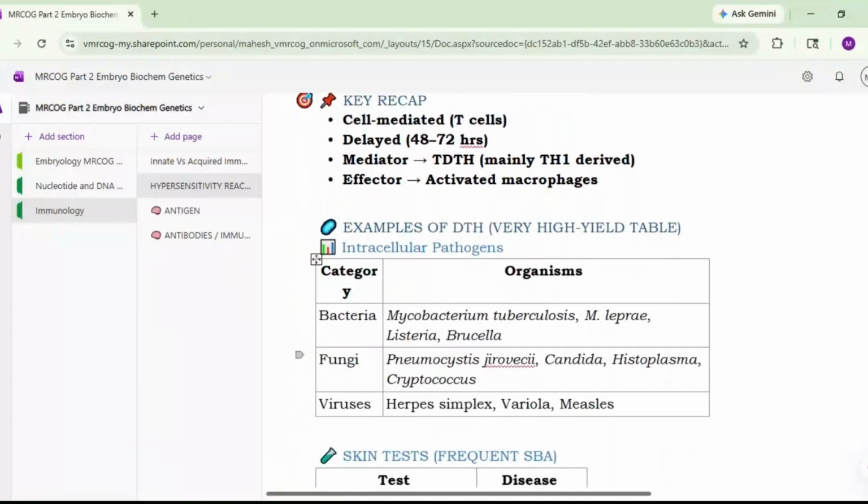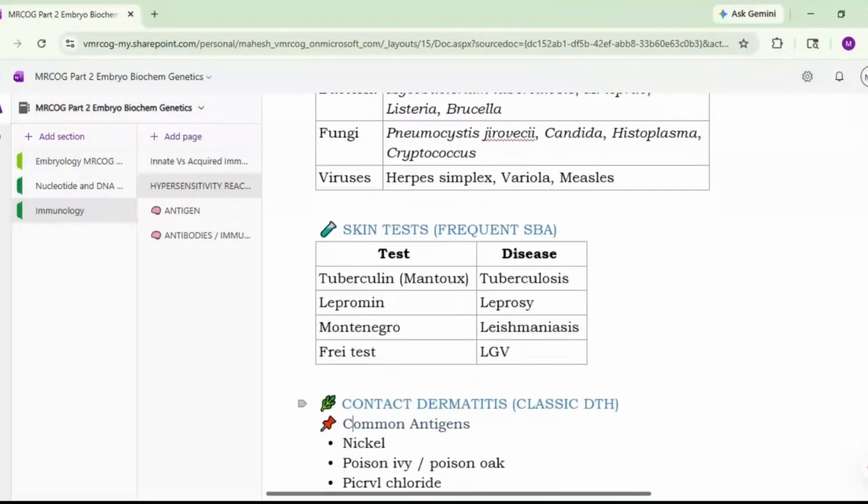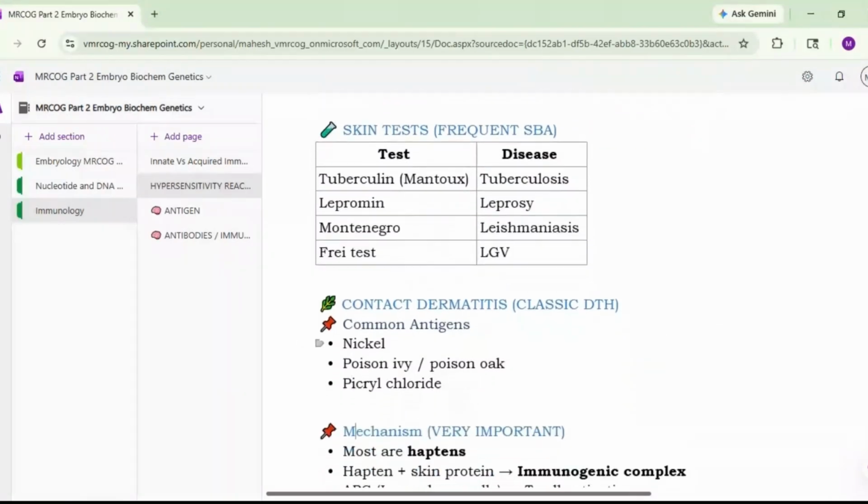What are the examples of delayed hypersensitivity? Bacteria like Mycobacterium tuberculosis, Mycobacterium leprae, Listeria, Brucella, etc. Fungi like Pneumocystis jirovecii, then Candida, Histoplasma, Cryptococcus, viruses like herpes simplex, variola, measles, etc. Various skin tests such as the tuberculin test for tuberculosis, lepromin test for leprosy, Montenegro test for leishmaniasis, Frei test for LGV. These are also type 4 type of hypersensitivity reaction.